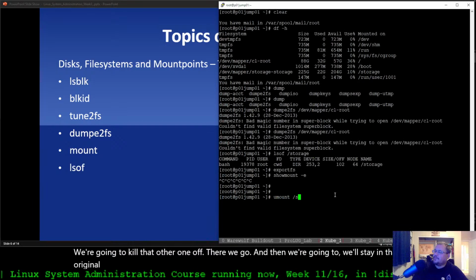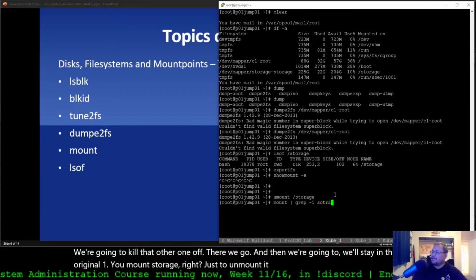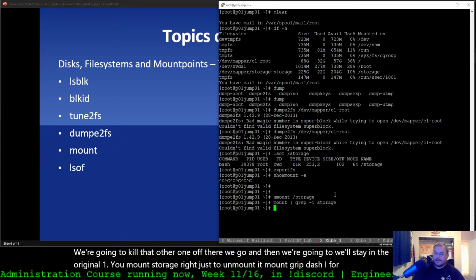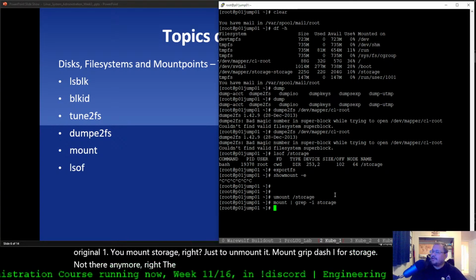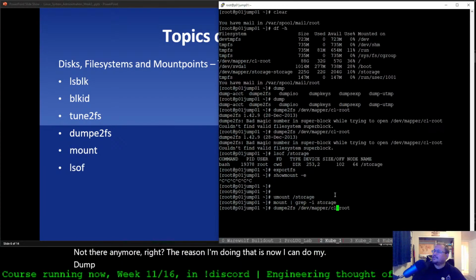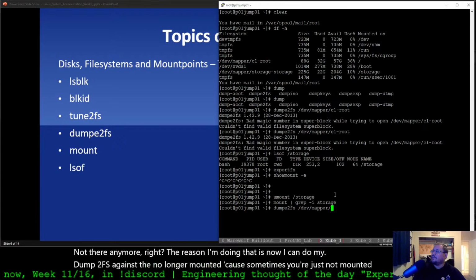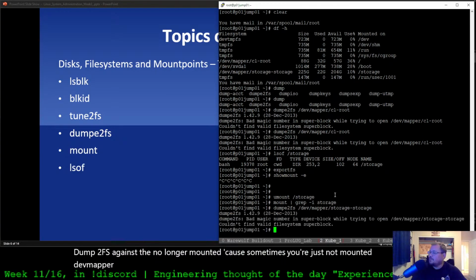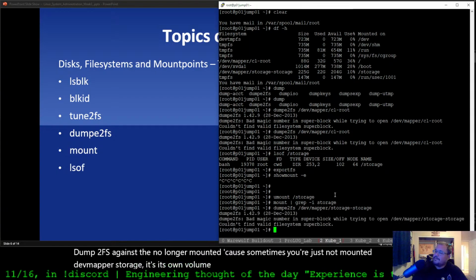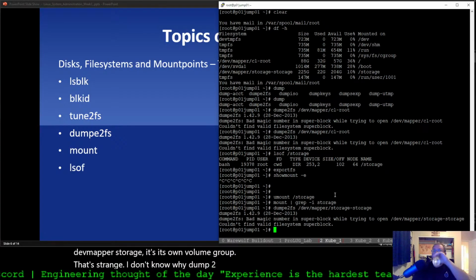umount storage, right? Just to unmount it. Mount, grep -i for storage. Not there anymore, right? The reason I'm doing that is now I can do my dumpe2fs against the no longer mounted, because sometimes you're just not mounted. /dev/mapper/storage. It's its own volume group. That's strange. I don't know why dumpe2fs. Normally you'd be able to see.